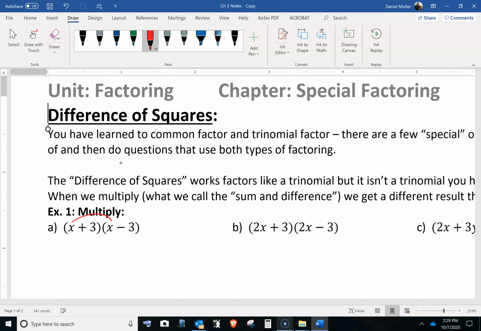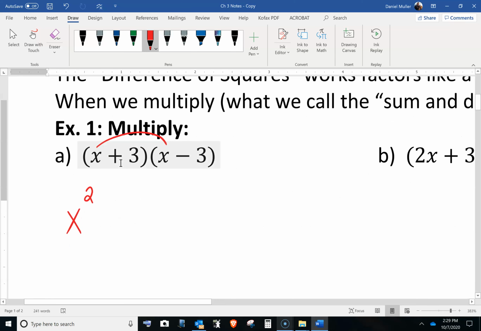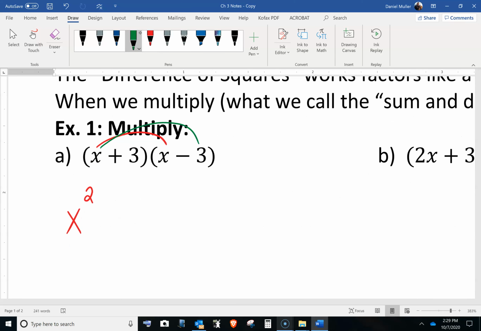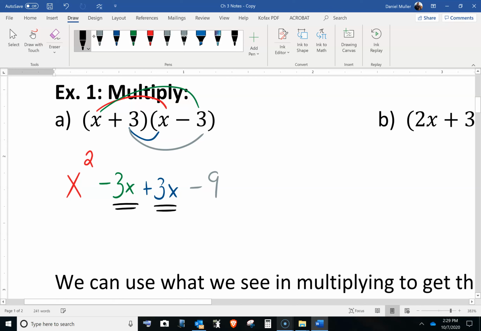X times x is x squared. I'll zoom in here a little bit more. X times negative 3 is a negative 3x. Negative 3x times x is a positive 3x. And then 3 times negative 3 is a negative 9. Now, these are alike, so negative 3 plus positive 3 cancel out. And so you're left with an x squared minus 9.